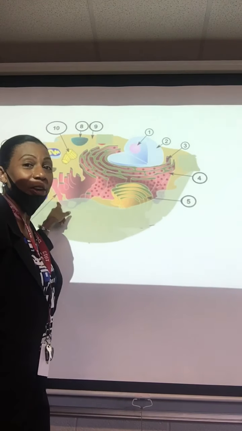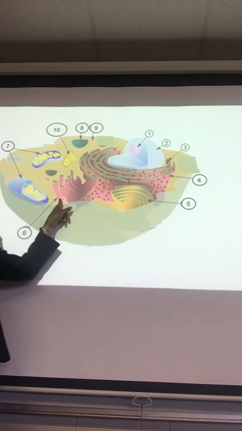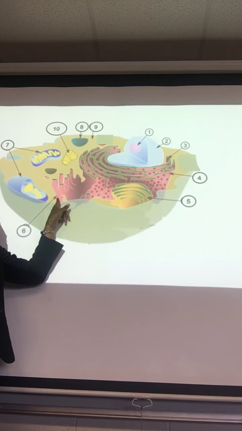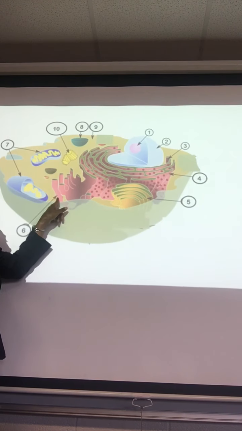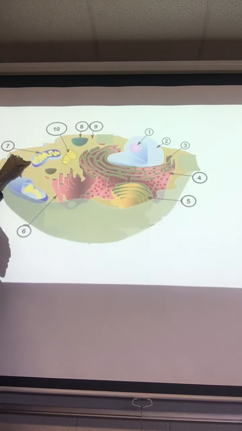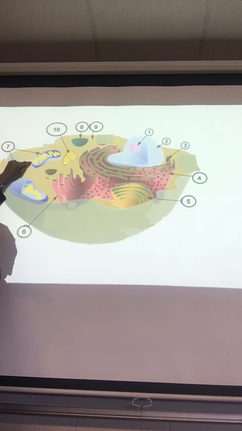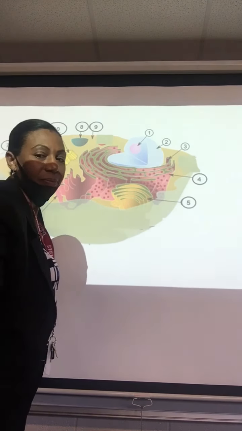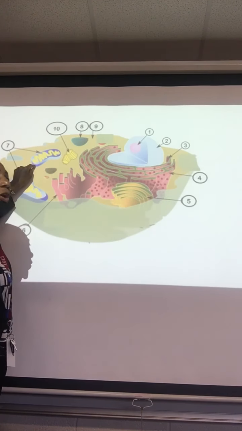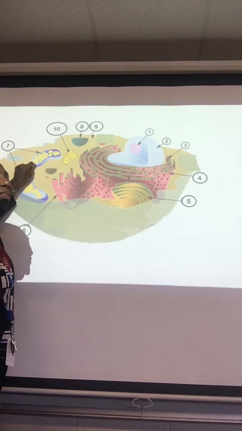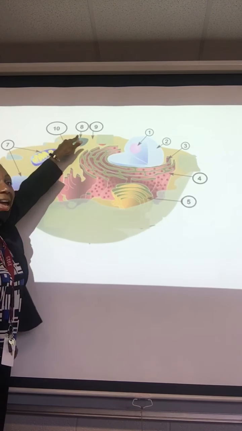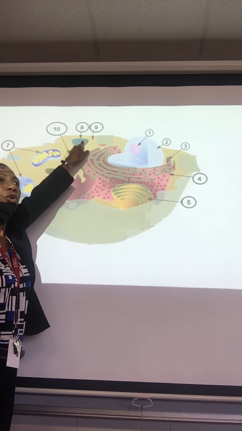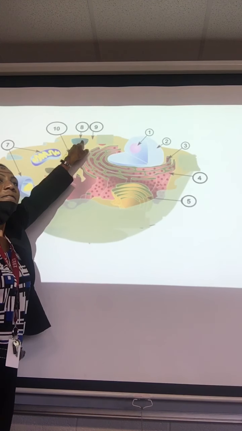Number 6 over here, it's pointing to the smooth endoplasmic reticulum. Smooth endoplasmic reticulum. Number 7, it's pointing to the mitochondria. Mitochondria. Number 8, it's pointing to vesicle. Vesicle.